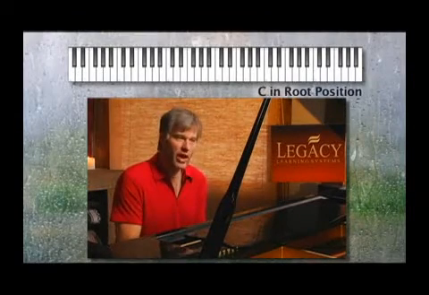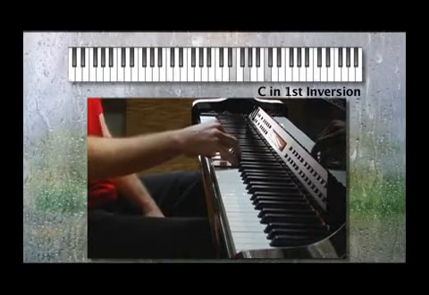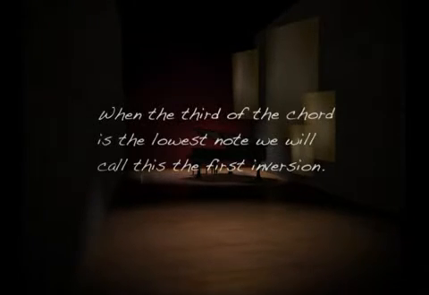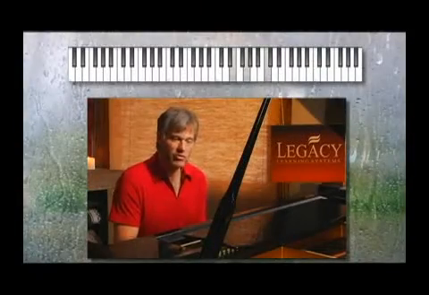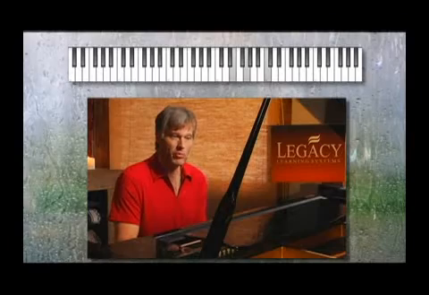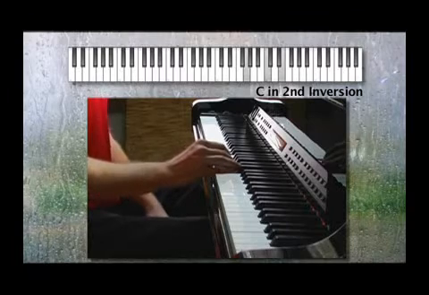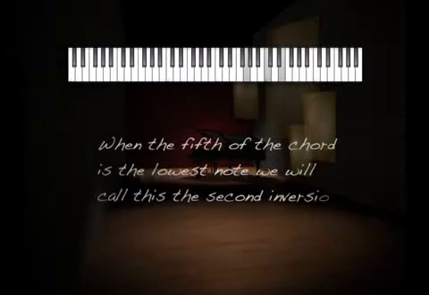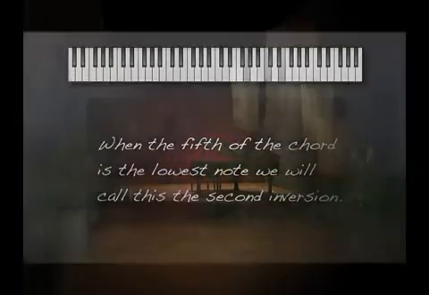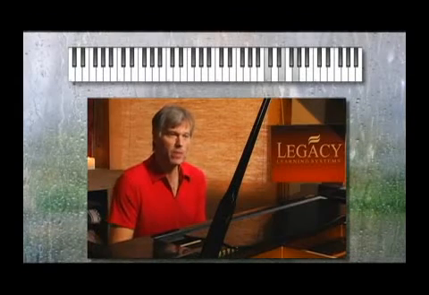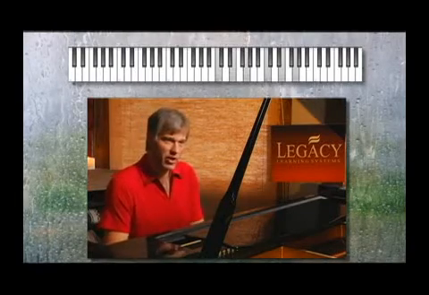So this, a C triad in root position, becomes this, a C triad in first inversion. When the third of the chord is the lowest note, we'll call this the first inversion. Now if I take the bottom note of this first inversion C triad, which is an E, and move it up to the top of the chord, so it's like this, we get a C triad in second inversion. When the fifth of the chord is the lowest note, like this, we call it second inversion. If we do this once more, putting the G on top, we're back to root position C triad. Only now we're one octave higher than where we started.